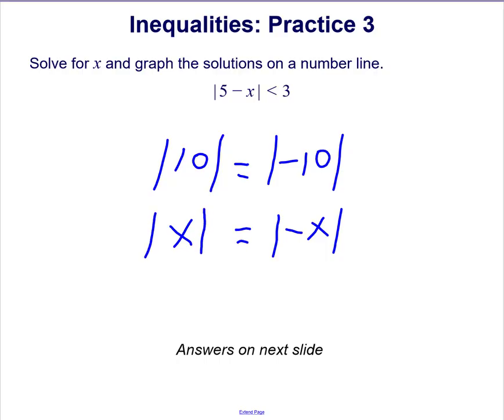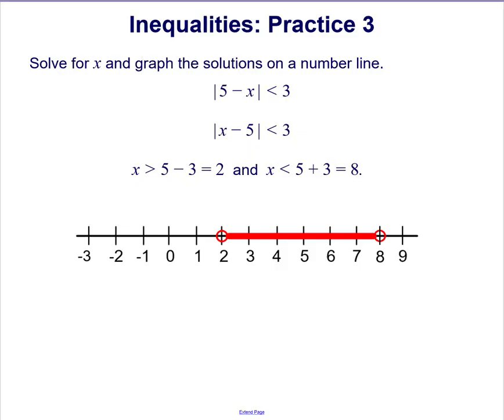It's the same thing for subtraction problems. If I have x minus 5, the absolute value of x minus 5 equals the absolute value of 5 minus x, and the absolute values are going to be equal. You can verify this by picking any number for x and trying this out. You'll see that the absolute values are going to be equal. Now on to the solution for this inequality.